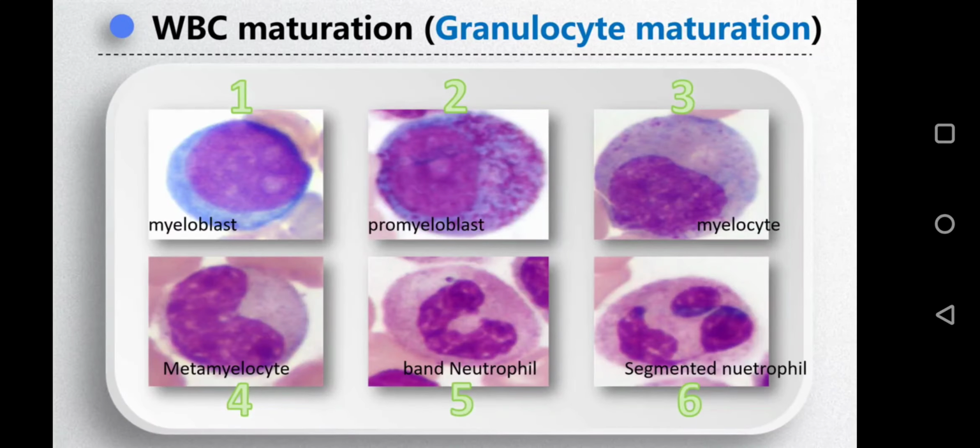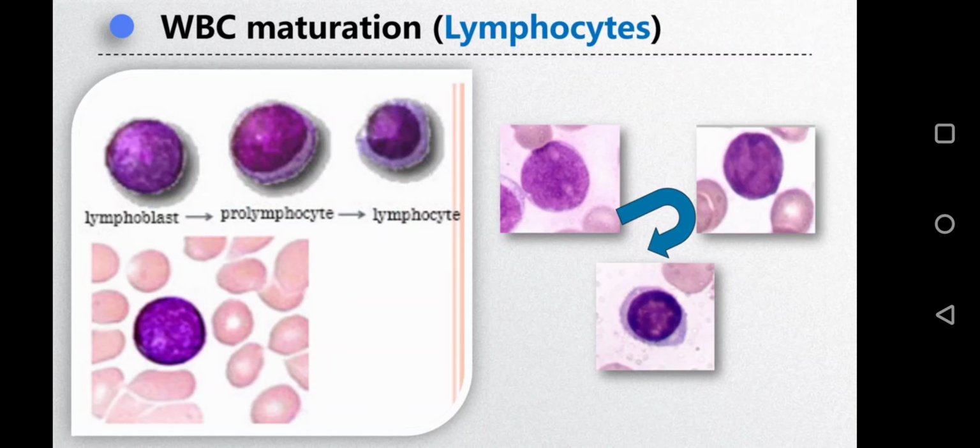Now let's look at the granulocyte maturation. From this picture, we can see that the nuclear shape and the granules are very different from each other. For the lymphocyte maturation, the nuclear maturation is very important. It goes from round and fine chromatin to the segmented dark chromatin.